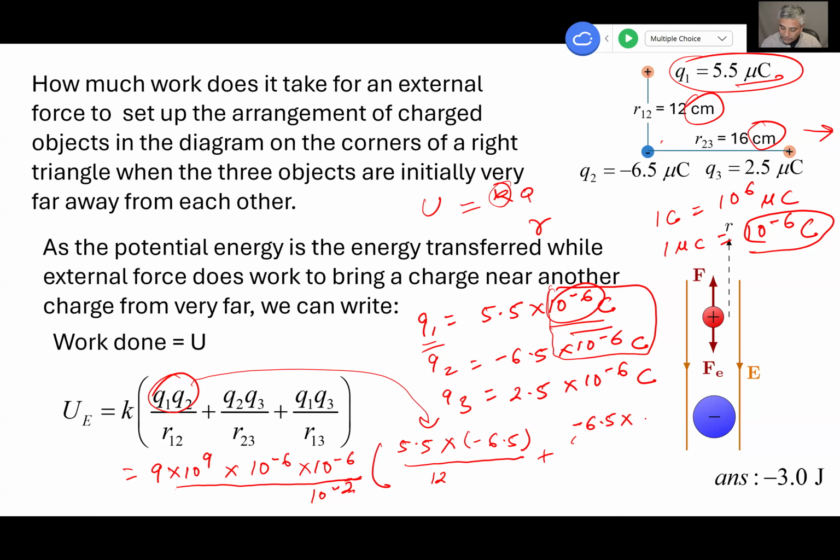Q3, 2.5. Q2, Q3, and the distance between them is 16 times 10 to the power negative 2, but I already factored that negative 2 out here, so I can just write that. And there's going to be one more term. Looks like I'm running out of space here. So that would be Q1, Q3. So that is 5.5 times 2.5. Both of these are positive here. Oh, what's the distance between them?